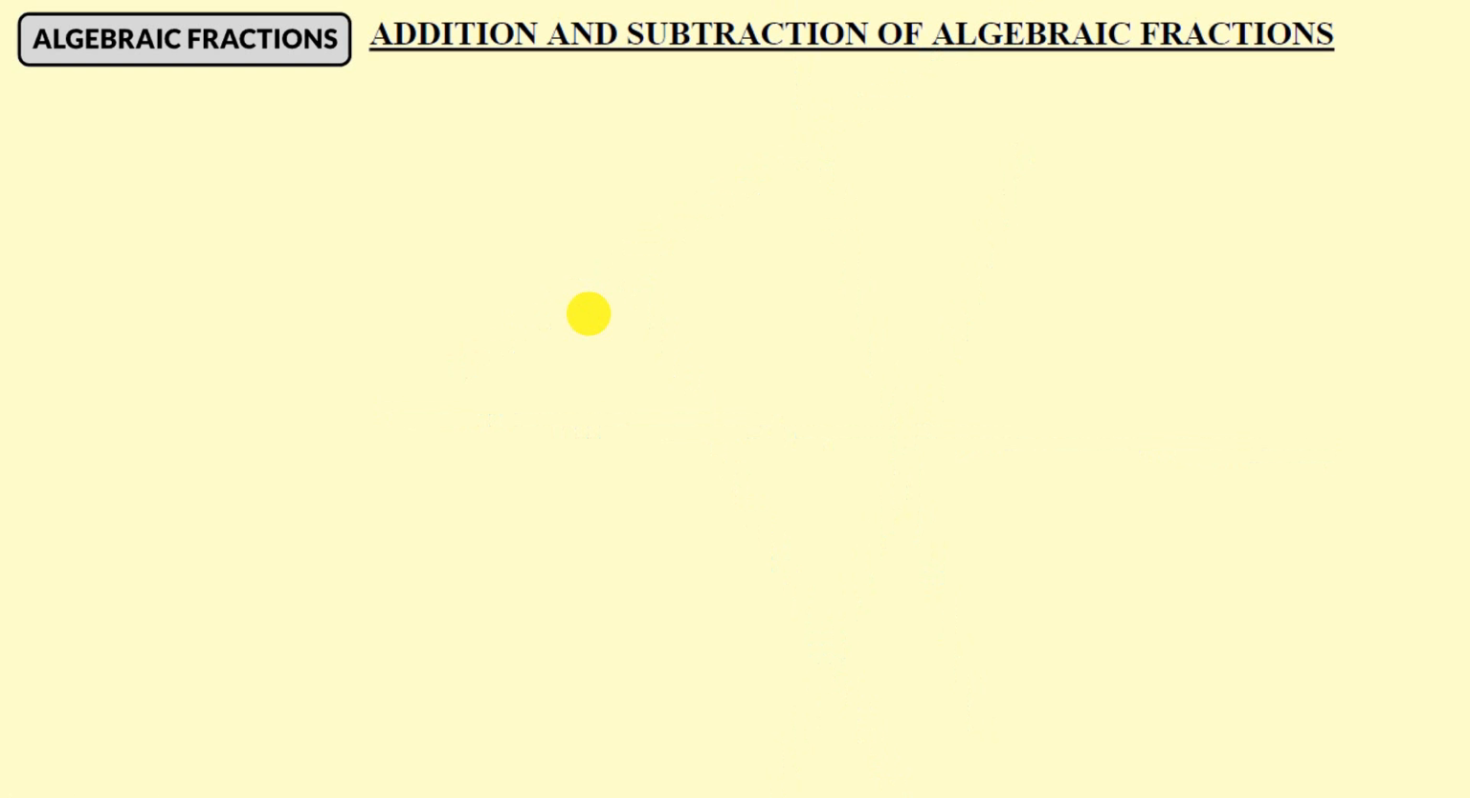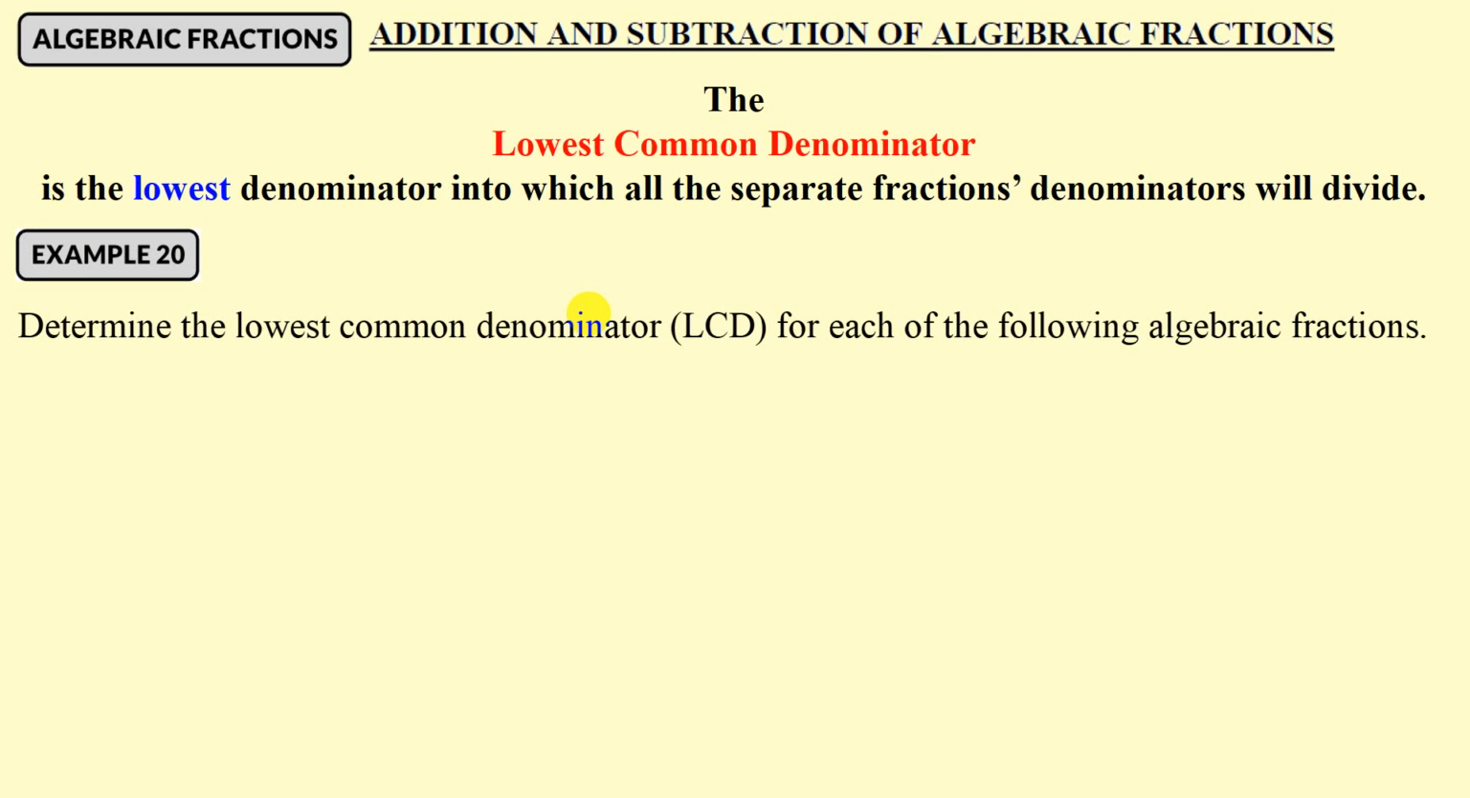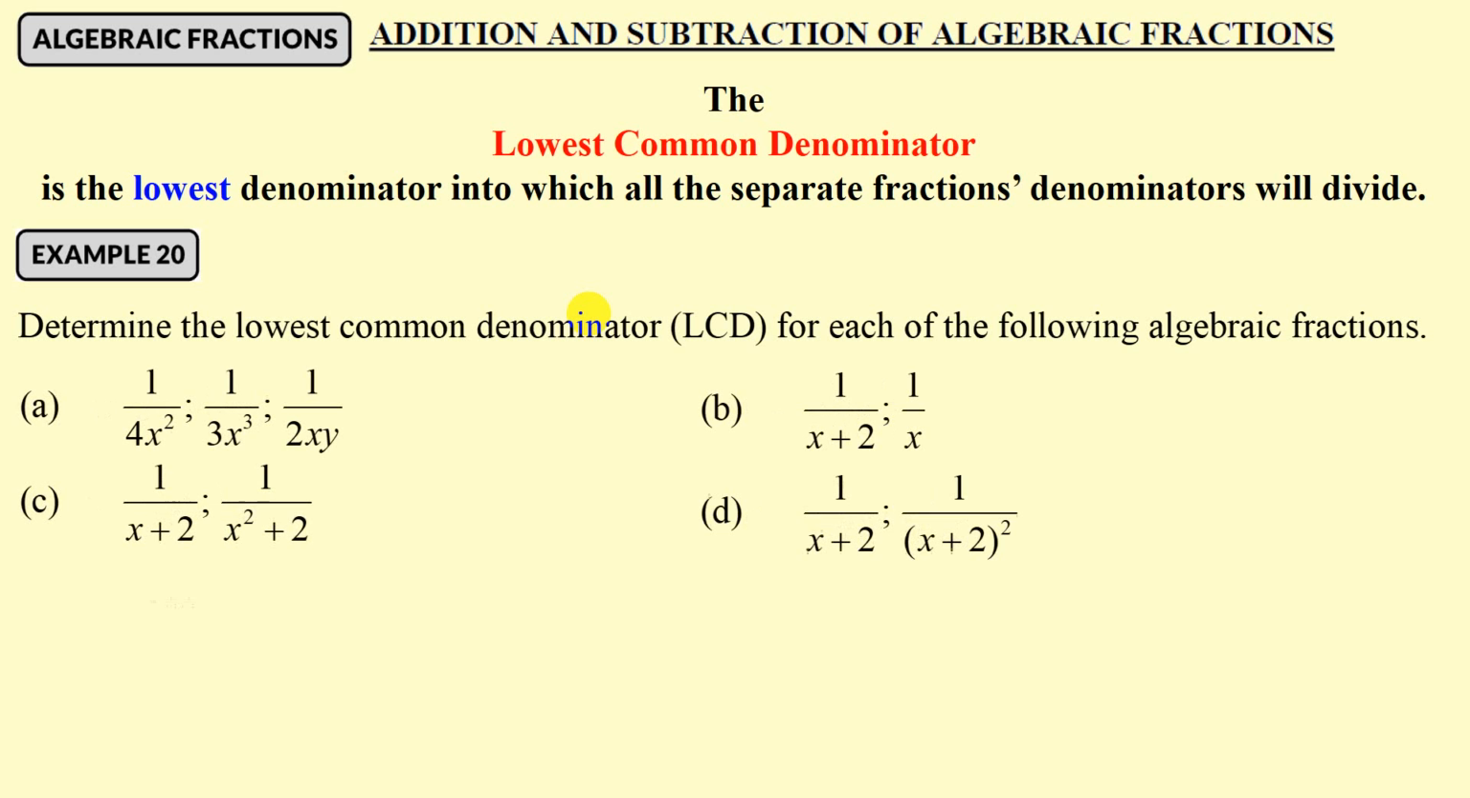Let's move on to addition and subtraction of algebraic fractions. Of course, one of the important things about that is finding the lowest common denominator between the fractions to make them all the same element. So let's look at some examples. Determine the lowest common denominator for each of the following algebraic fractions.